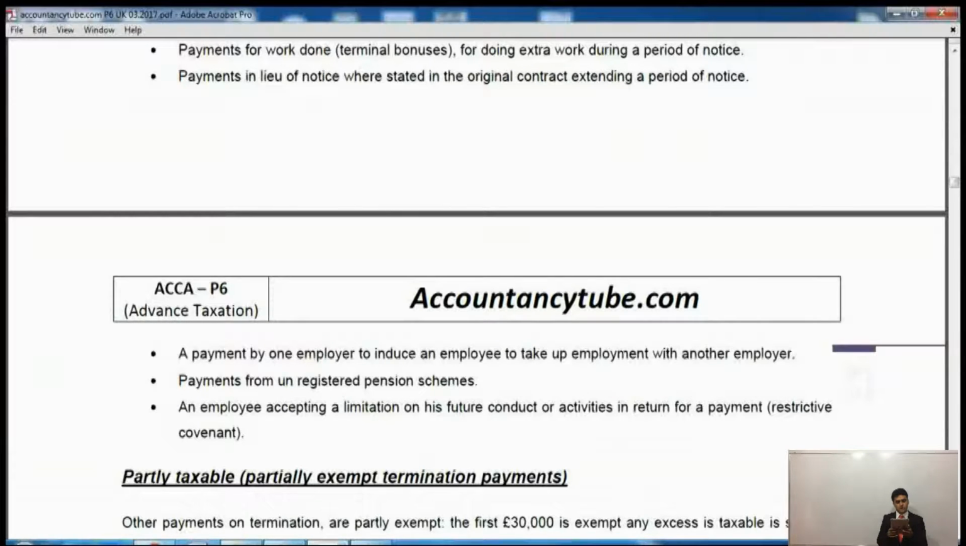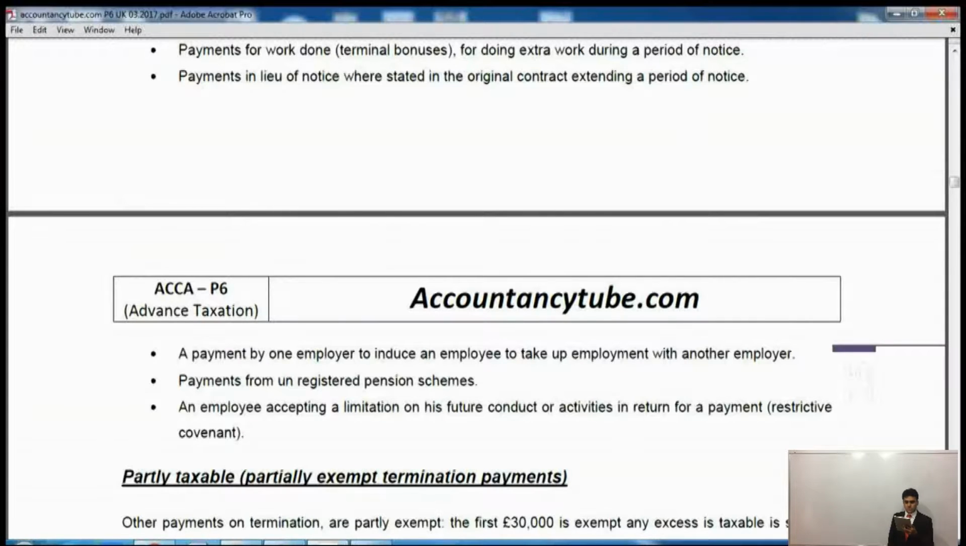There are a few here which are taxable. Payment for work done, and terminal bonuses for doing extra work during a period of notice. Say, for example, if my boss says, could you please do extra work, could you please do extra time tonight, that will be taxable because I will be paid for it.